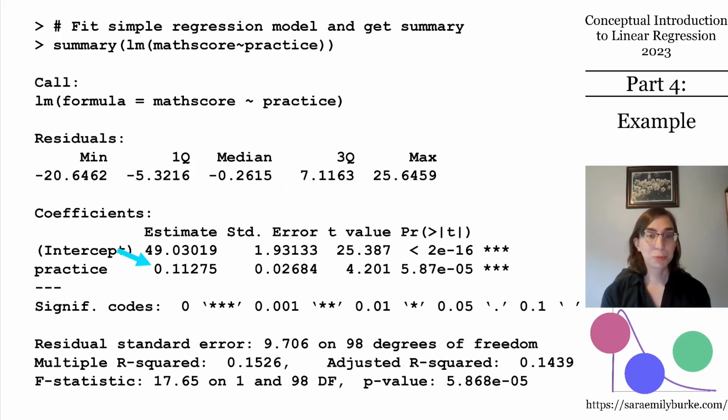The slope for practice is 0.11. What does that mean? It's how many more percentage points on the math test went along with each extra minute of practice, on average. This is usually the thing we care about the most. We want to know if our variables are associated, and this slope quantifies the association. One minute of practice tended to increase test scores by 0.11.